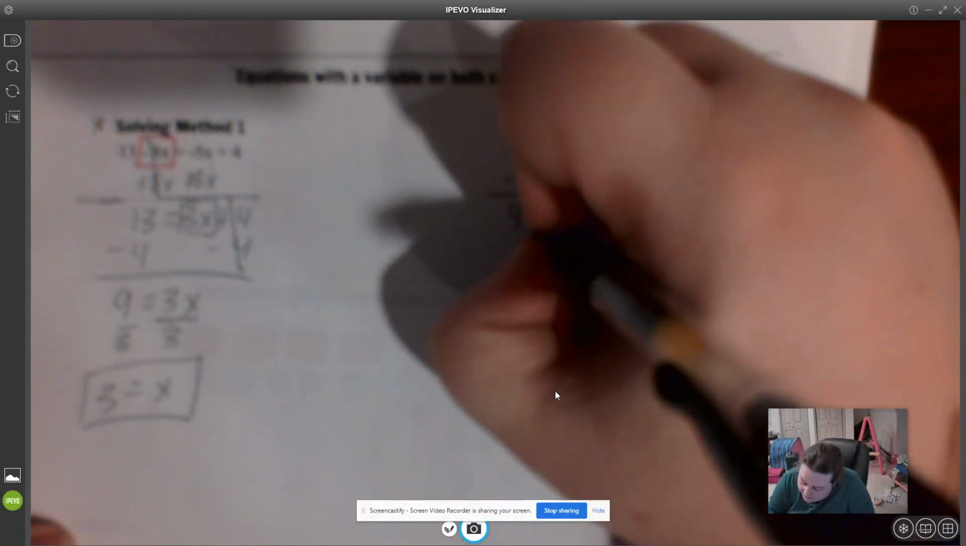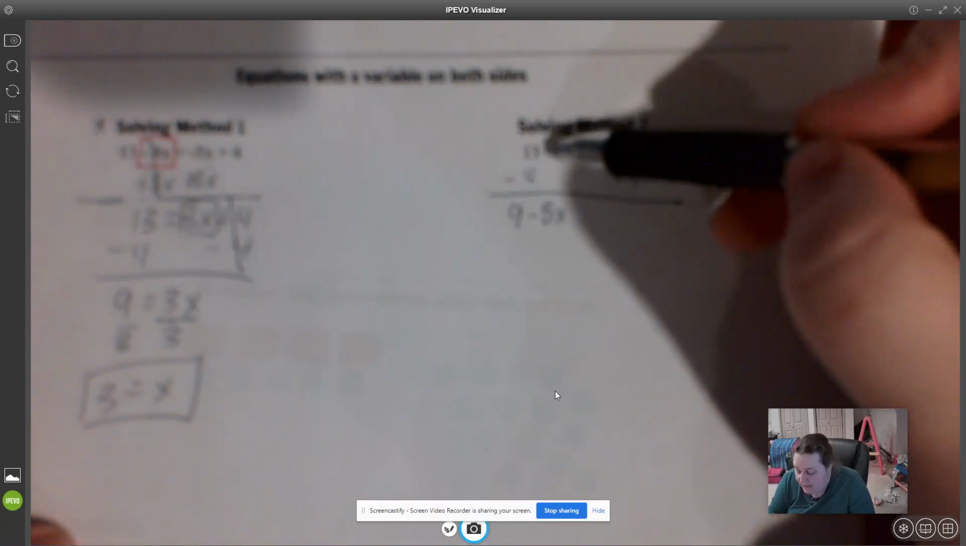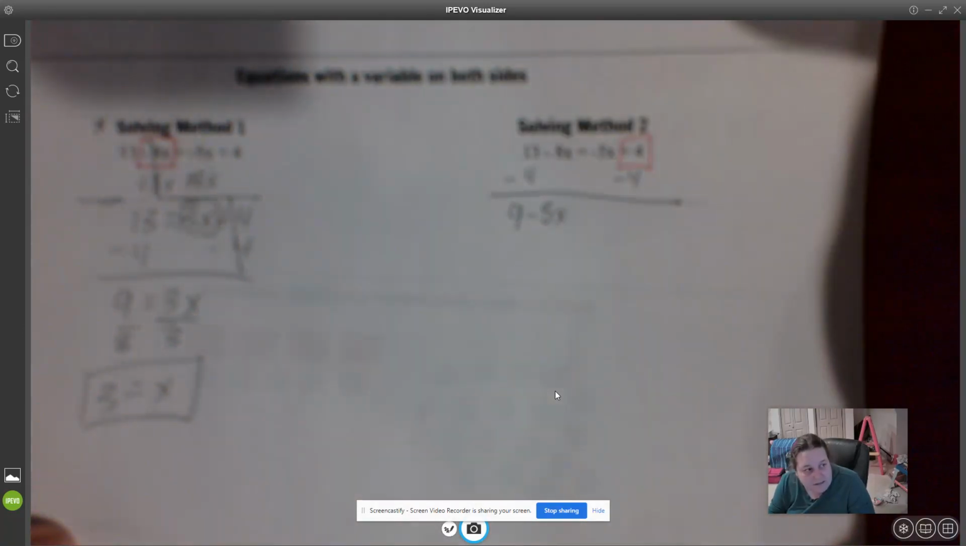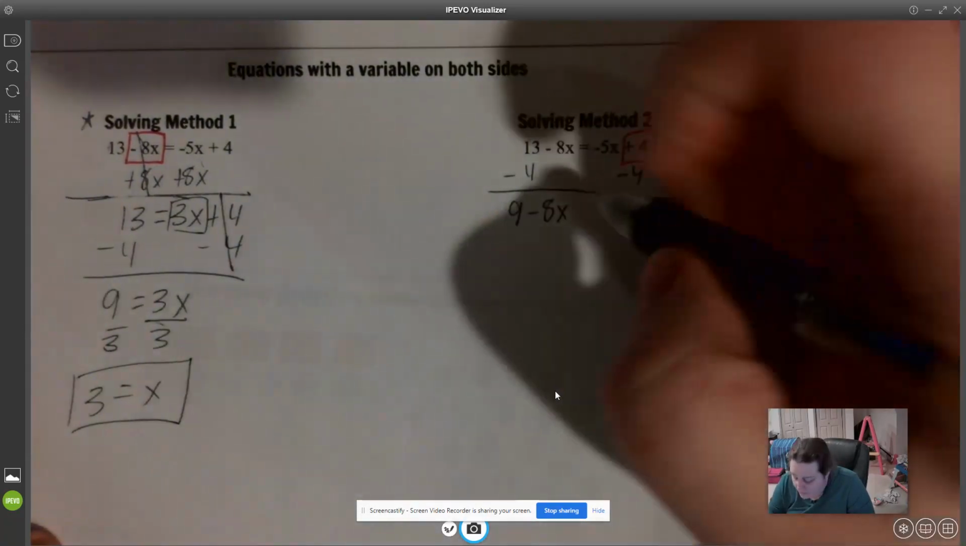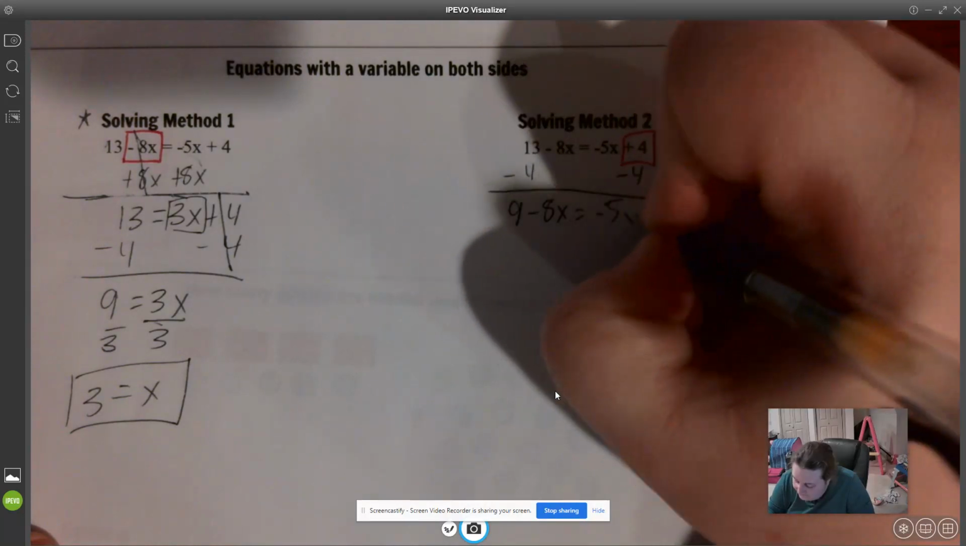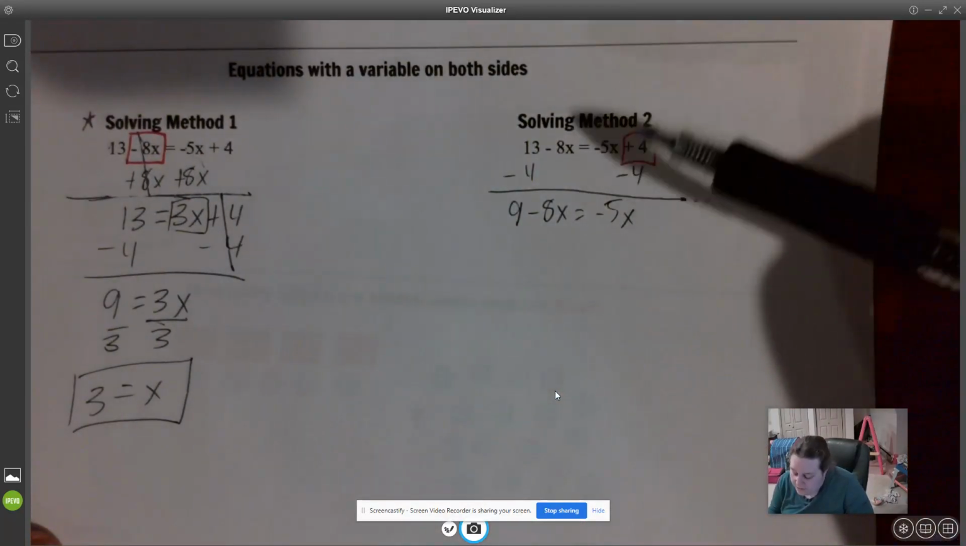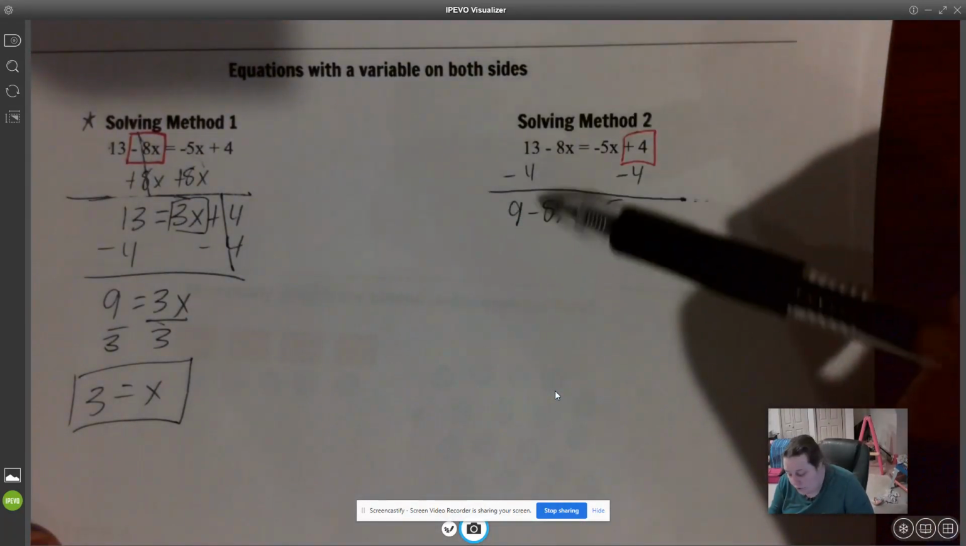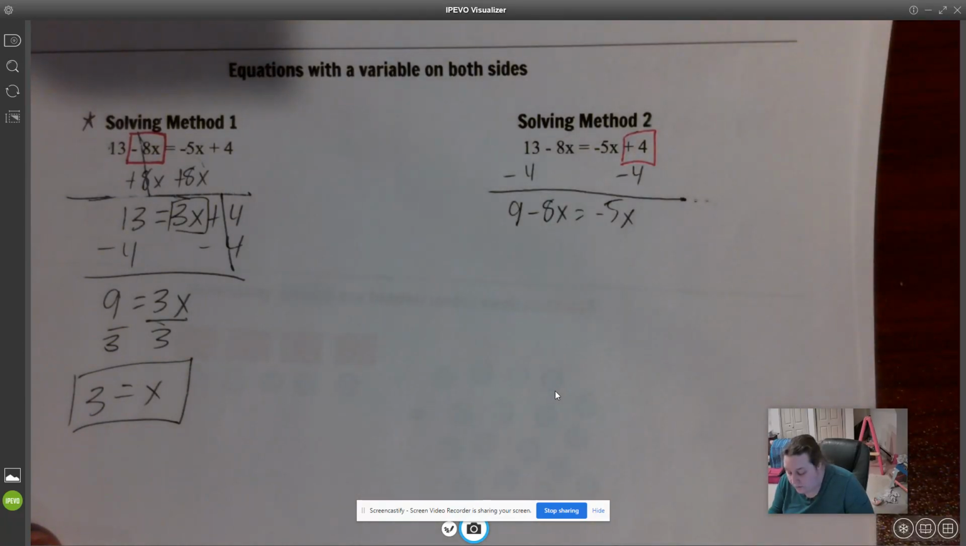So I get 9 minus 8x. I need to make sure to bring all the signs down, especially ones that weren't affected, equals negative 5x. So now you can see I've got my constants all together on one side, which is 9. Okay. So next, I need to get my variable terms together.